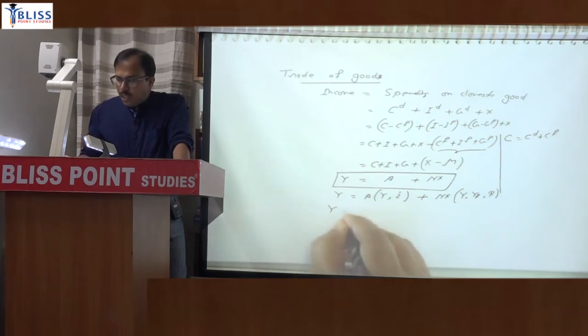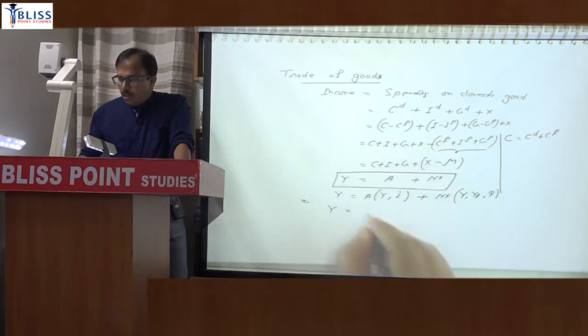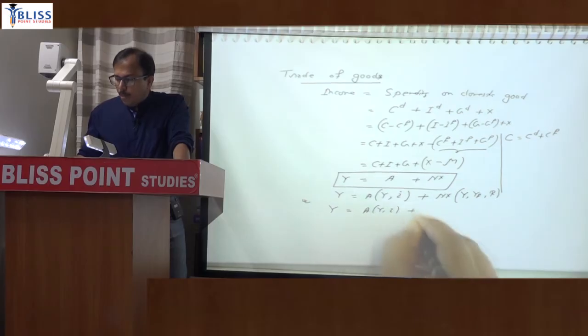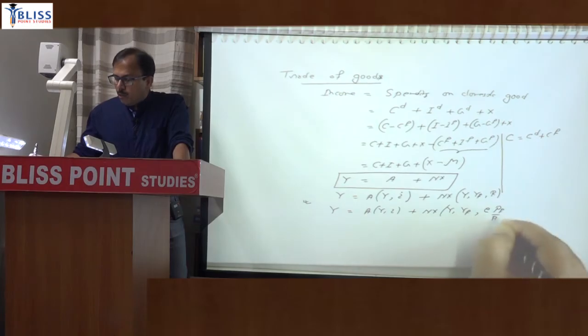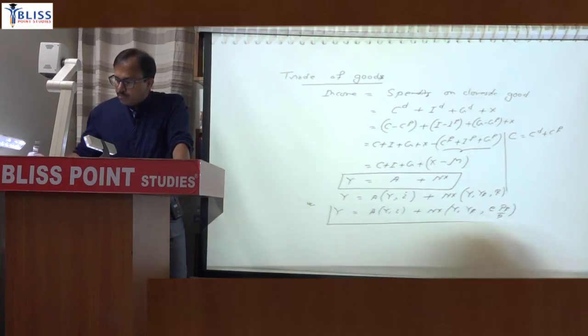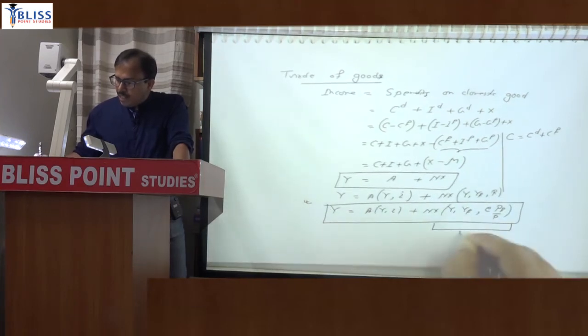So now in the open economy, this will become your IS curve, income equal to spending. So Y equal to A, which is a function of Y and r, plus net export, which is a function of Y, Yf, and in place of that r, you can write nominal exchange rate into foreign price upon domestic price. So this part you are adding in the international economics section.